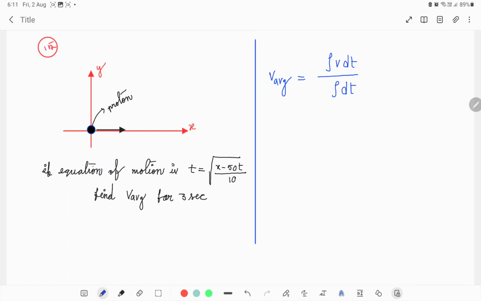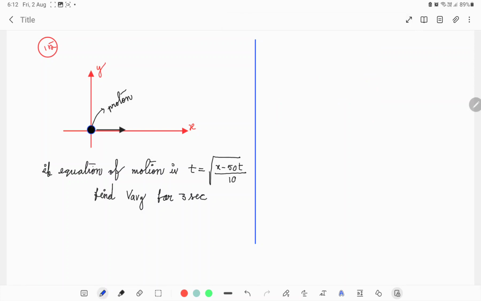From the given equation, we have to find the velocity as a function of time, and then integrate it or substitute it in this formula. That's the only concept that we use here. So please remember the formula: V average equals the integral of V dt divided by the integral of dt. That's all of the problem.